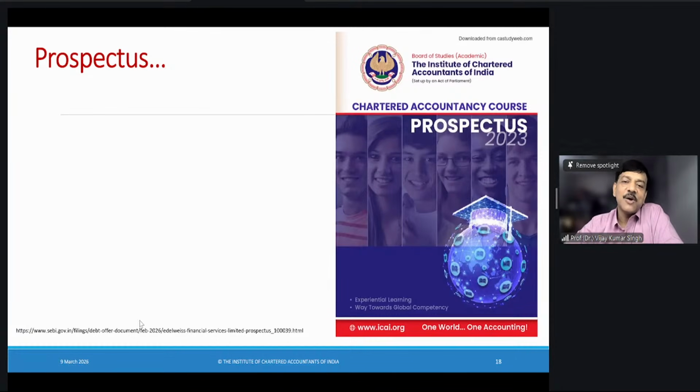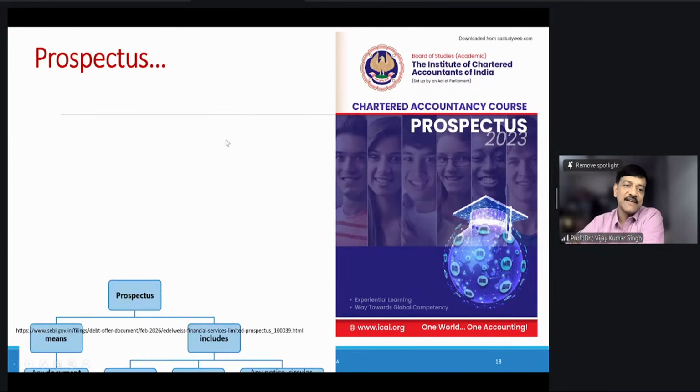What is the objective of this document? The objective of this document is that it will give you complete information about your fees, about the course, about the questions which will be asked, about all these dimensions dealt with under the prospectus. Similar is the nature of the prospectus in company law as well. However, in company law, the prospectus is more detailed and it has more of a financial angle to it.